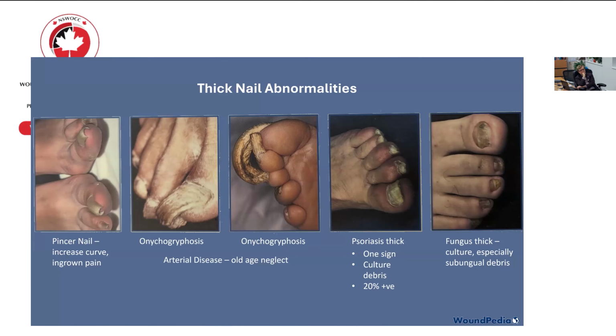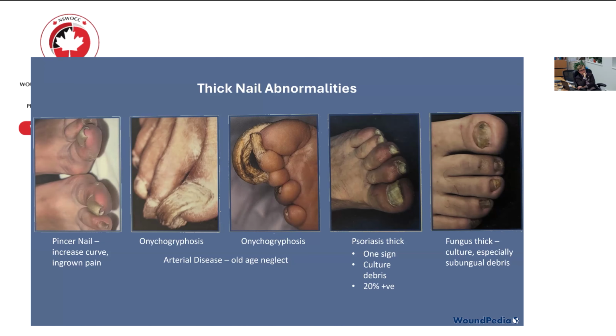Onychogryphosis is seen with arterial disease or neglect in the elderly, and the second and third pictures are nails that haven't been cut for 2 or 3 years. And the reason they haven't been cut is because they're so thick, the patient can't get a nail clipper through them to cut them, and you need to see a professional.